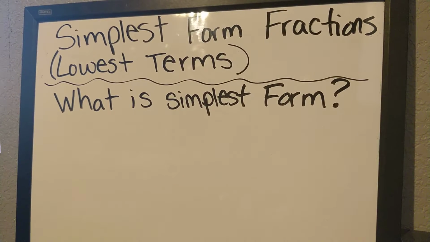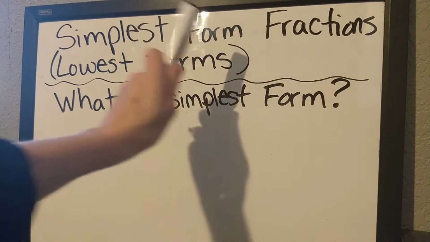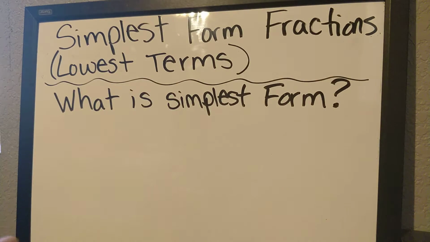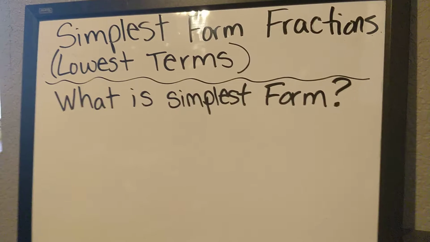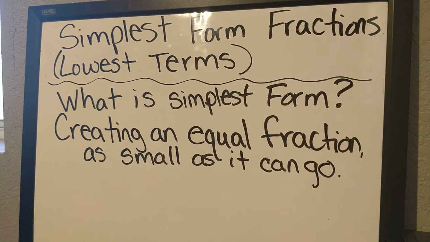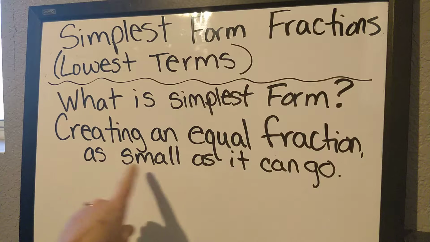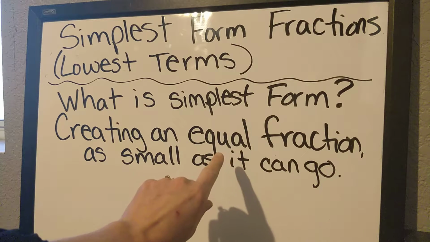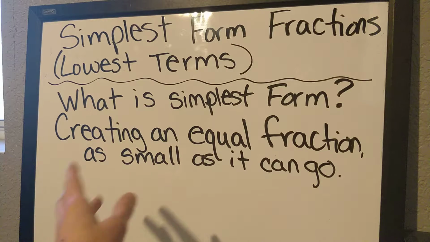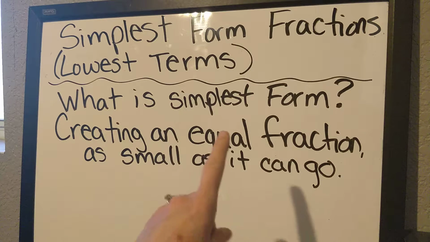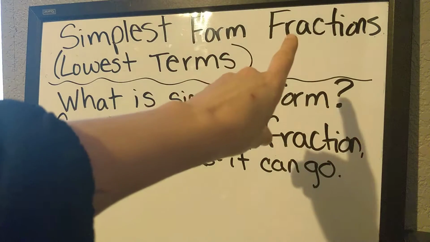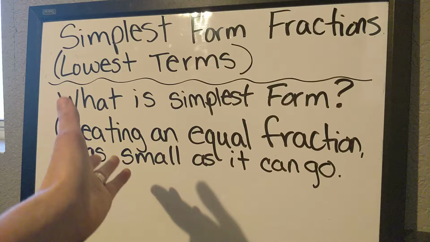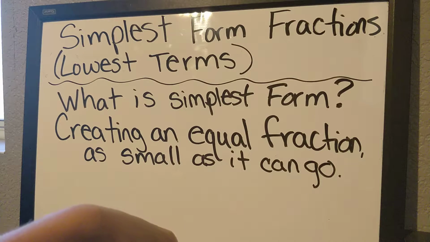Today's challenge we're going to do is called the simplest form fractions, also known as the lowest terms. What is simplest form? It is creating an equal fraction as small as it can possibly go. To create an equal fraction, usually you can use either multiplying and sometimes division. In the case of simplest form fractions, if we want to make it as small as it can go, are we going to multiply or divide?